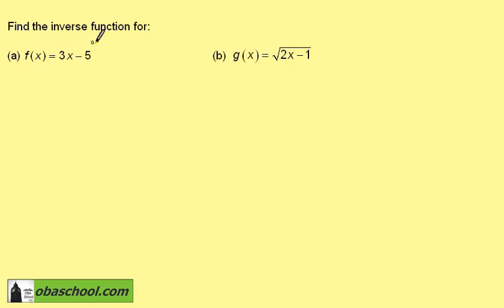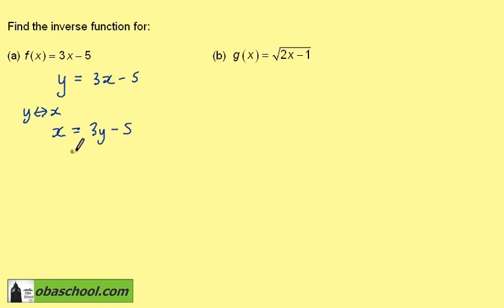We want to find the inverse function for f of x, which is 3x minus 5. The technique is always the same. We start by saying y is 3x minus 5. We then interchange y and x. So wherever y is, we write x, and wherever x is, we write y.